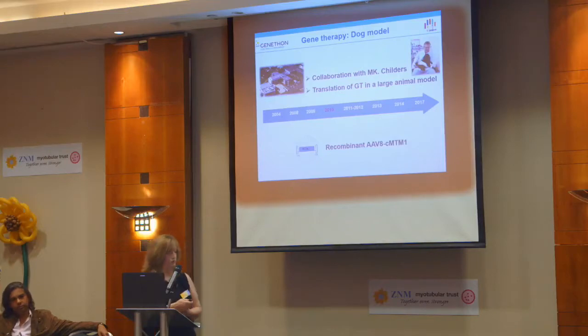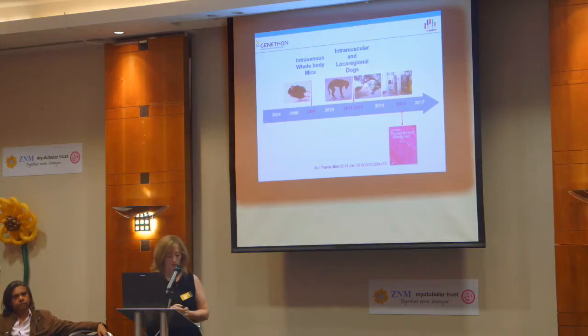And for that, at Genethon, we generated and produced an AAV vector adapted for the dog, so with the dog gene. And we worked together with Casey Childers in order to prove that these vectors were also functional in this dog model. So first, we started by administering the vector into one muscle to see if it works, and it was the case. And then we moved to a locoregional approach.